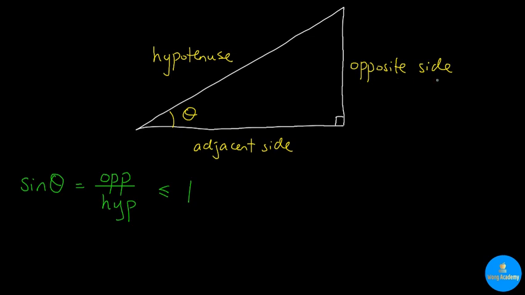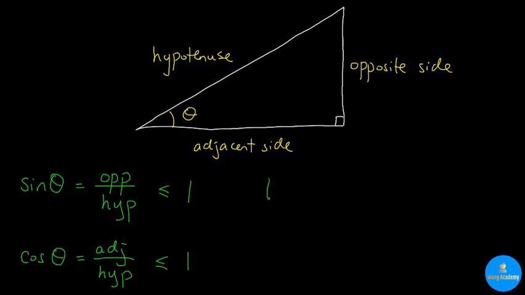Next, the cosine of theta is given by the ratio adjacent side over the hypotenuse. Once again, cosine theta has to be less than or equal to 1, so we will put hypotenuse in the denominator. And the only other choice is adjacent side in the numerator.